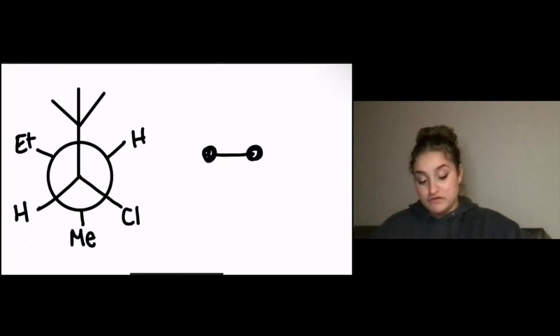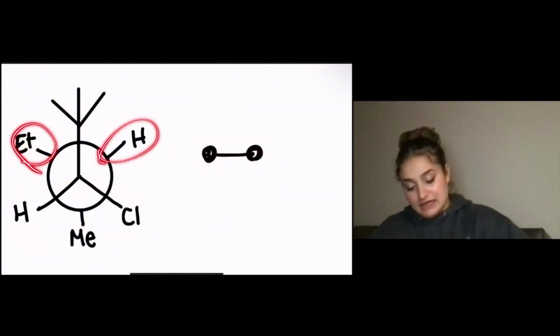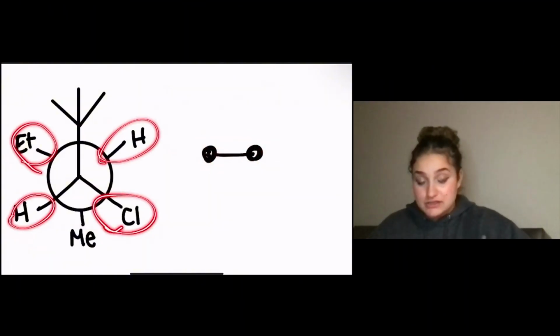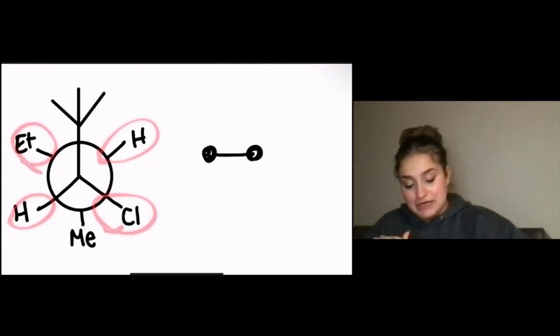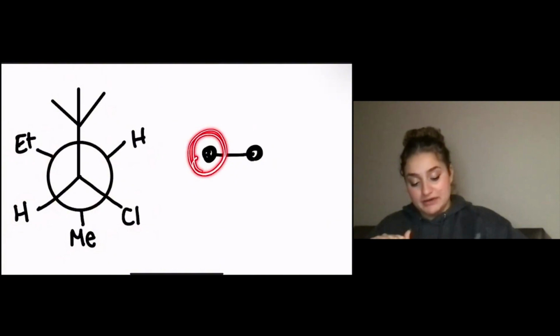Right now, we are going to focus on what is in plane with these two carbons, okay? Because the ones coming out to the side are going to be on wedges and dashes. We can just add that at the end as substituents coming off of these carbons. But for right now, I want to focus on what is happening here on this front carbon.